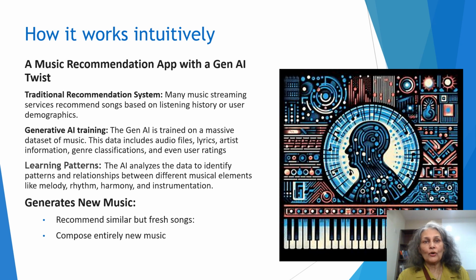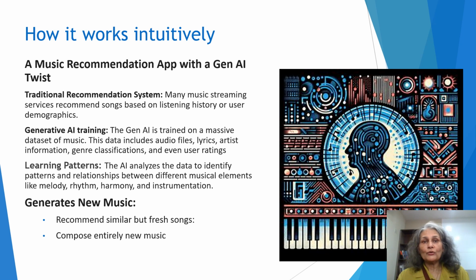Based on this, it would then learn a very gigantic musical model. It can use this model to either recommend similar but fresh songs or to compose entirely new music. If it recommends similar but fresh songs, when a user listens to a specific song, the AI can recommend other songs by the same artist or similar artists, but with a slight twist. It might suggest tracks with a slightly different tempo, for example, or instrumentation, but keeping the core style and offering of the original artists. This would offer a new listening experience.